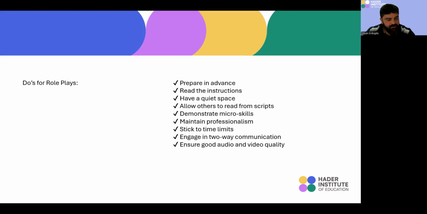Demonstrate micro skills. So you've got to use active listening, paraphrasing, and summarizing to enhance communication. It's important that you stick to time limits, so keep within the required time frame to stay focused on key aspects of the role play. Also, engage in two-way communication, so encourage open dialogue by asking open-ended questions and active listening.